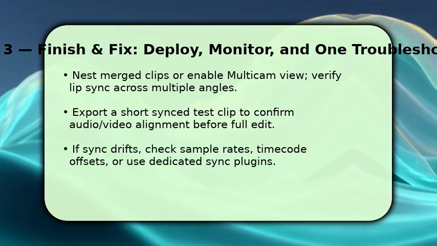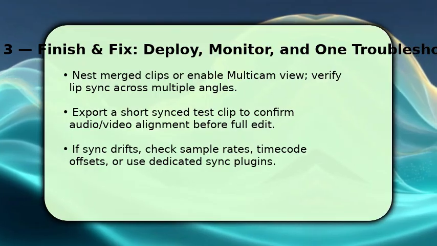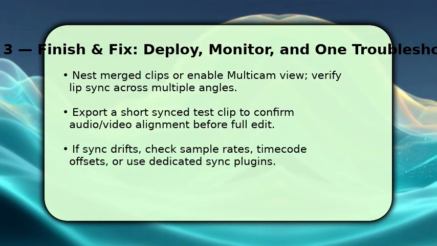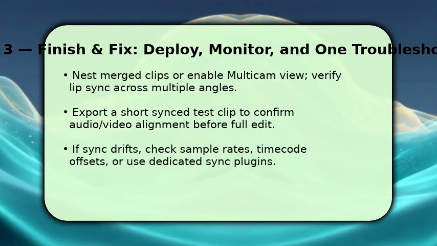If something goes wrong, if you notice drift or misalignment, recheck audio sample rates and timecode offsets, relaunch merge with a different reference track, or use a specialized sync plugin. This fixes stubborn mismatches without redoing the whole session.